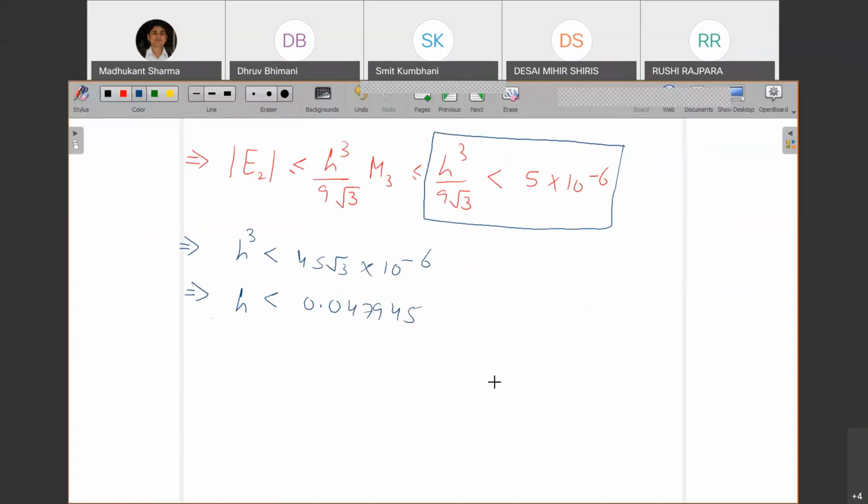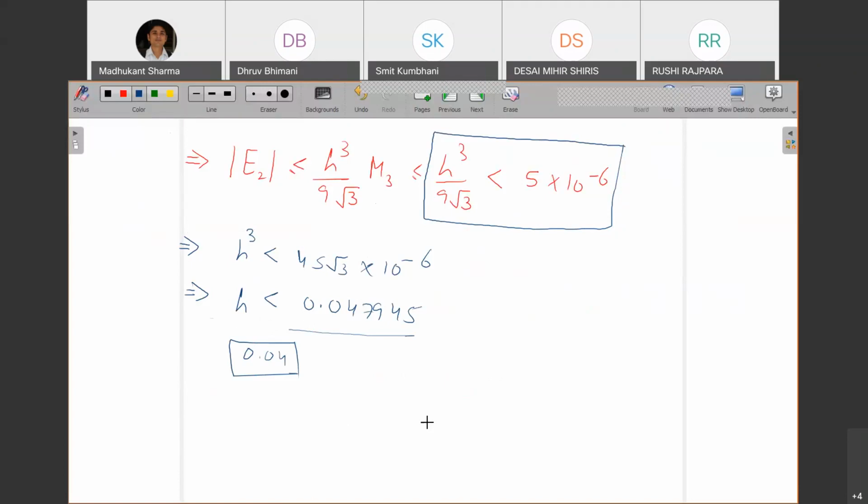Okay, so if you take the maximum step size as 0.04, you can say this is 0.04, strictly less than that. So you can take 0.04 step size, then the error will be less than 5 into 10 to the power minus 6 in quadratic interpolation. Okay, so this is an application.